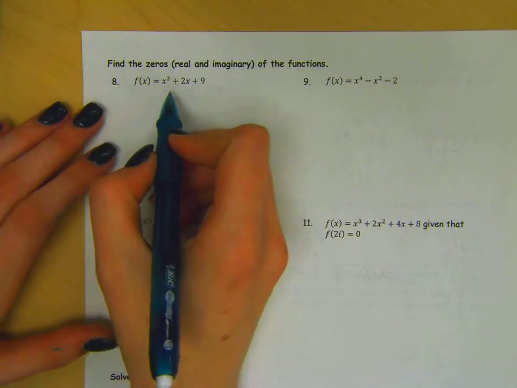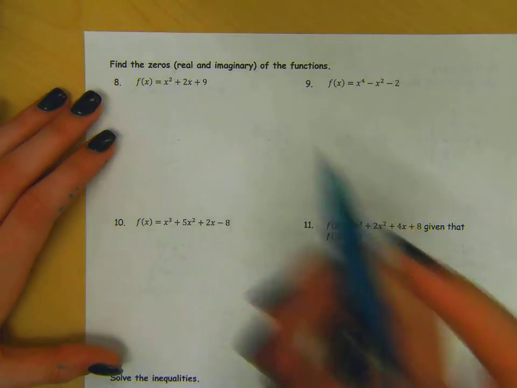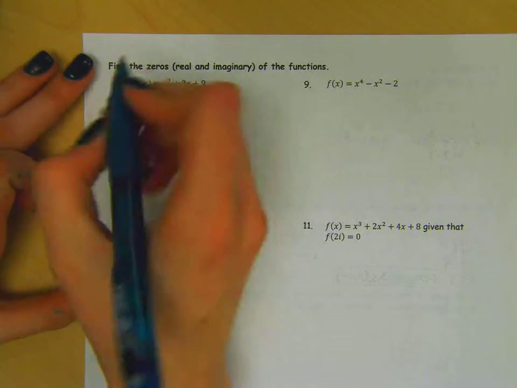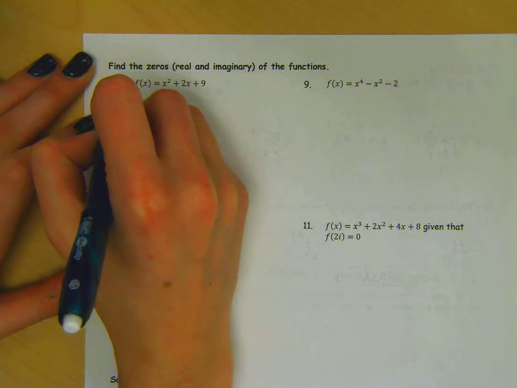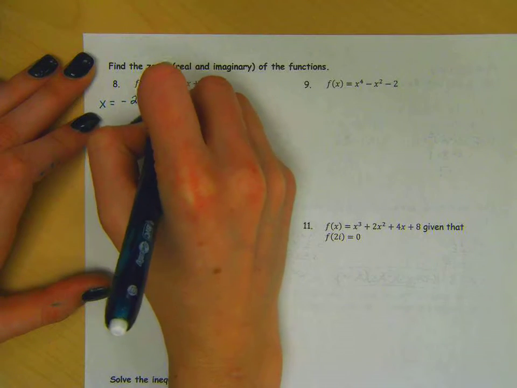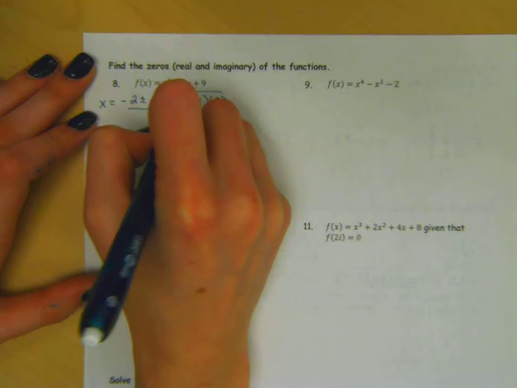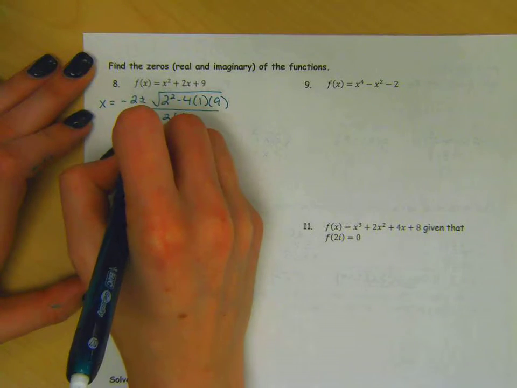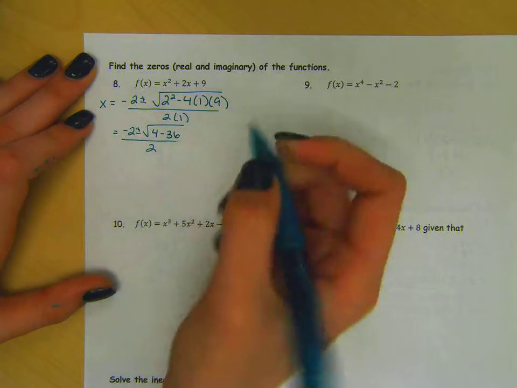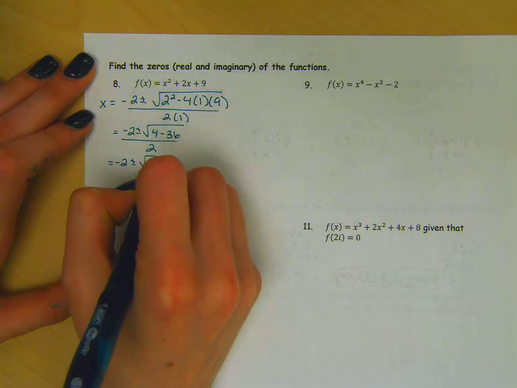So looking at number 8, the first thing we always want to attempt is think, okay, can I factor this normally? We've got x squared plus 2x plus 9. Are there two numbers that multiply to 9 and add to 2? No. So I have to use the quadratic equation. So x is negative b plus or minus the square root of b squared minus 4ac all over 2a. So I've got negative 2 plus or minus the square root of 4 minus 36 all over 2, which is negative 2 plus or minus the square root of negative 32 all over 2.